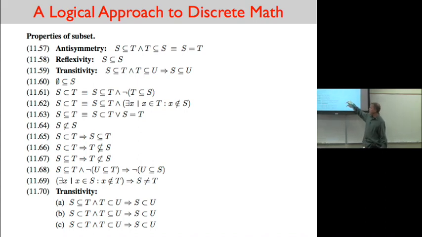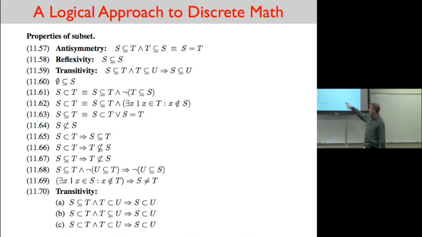Okay, and S is a proper subset of T if and only if what? S is a subset of T, and it's not the case that T is a subset of S. What's a proper subset? You remember, it is a subset but not equal to. That's like strictly less than as opposed to less than or equal to. That's sort of the analogy.